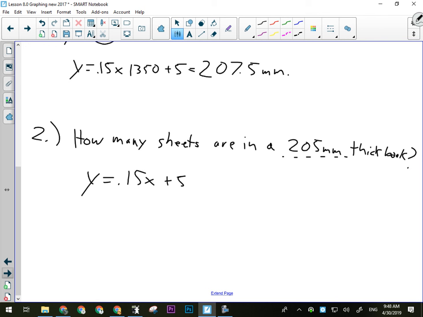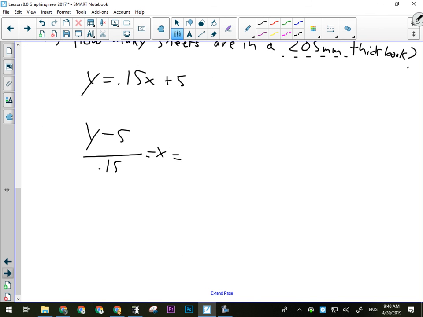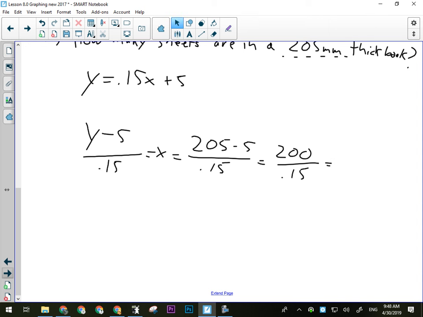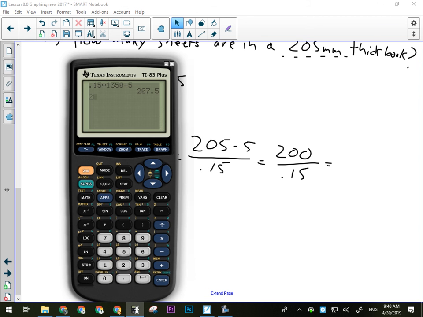So I'm going to subtract 5 from both sides. We'll have y minus 5. And then I'm going to divide both sides by 0.15. That'll leave me with x. So we'll have 205 minus 5 divided by 0.15. So basically 200 over 0.15 will tell me the number of sheets in that book. All right, so there's 1,333 sheets in that book.